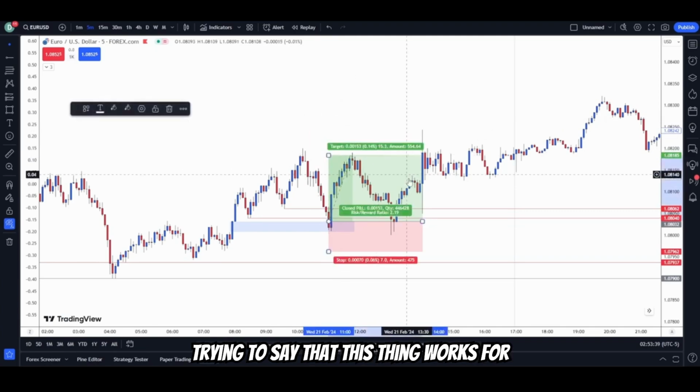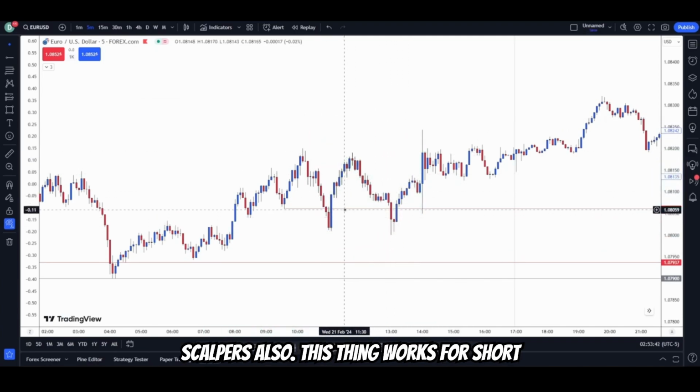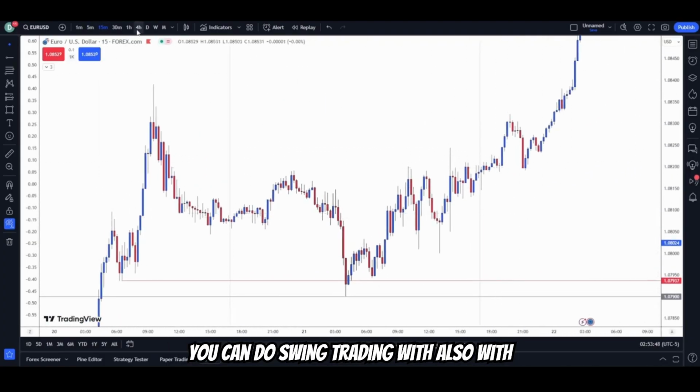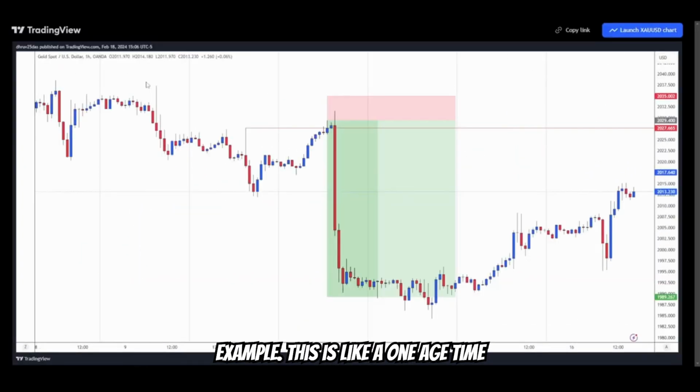So the thing I'm trying to say is that this works for scalpers, short-term traders and day traders also, and you can do swing trading with this. For swing trading, this is the example. This is a 1H time frame chart, and if you want to hold it, you can hold it for days.